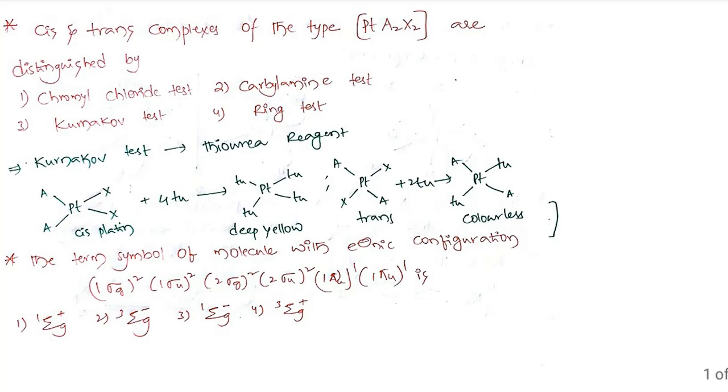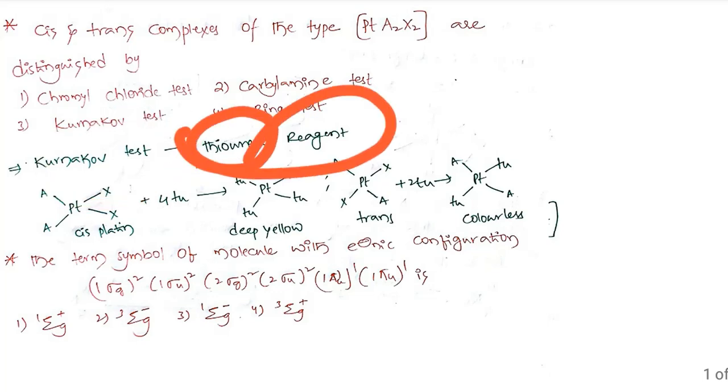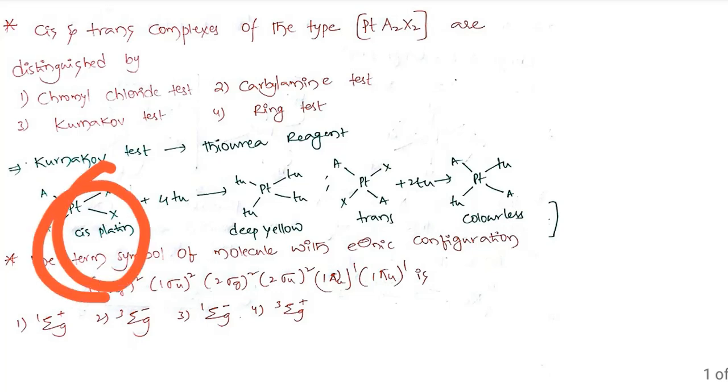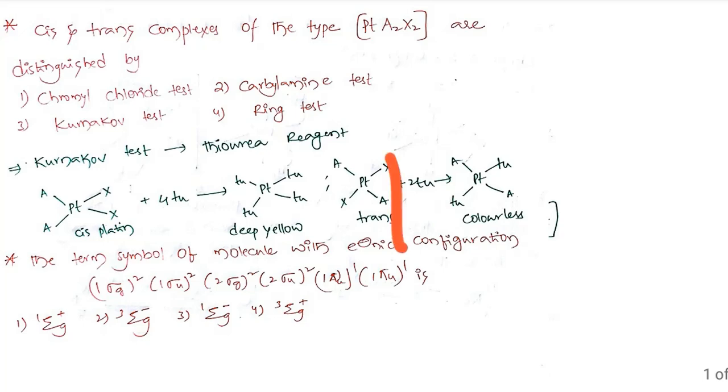And next one: cis and trans complexes of the type platinum A2X2 are distinguished by simply the Kurnakov test. Here thiourea is used as the reagent; cisplatin uses 4 thiourea and produces a deep yellow colored complex. Okay, whereas transplatin uses only 2 equivalents of thiourea and the product is colorless. Okay, so cisplatin and transplatin are simply differentiated by using the Kurnakov test.